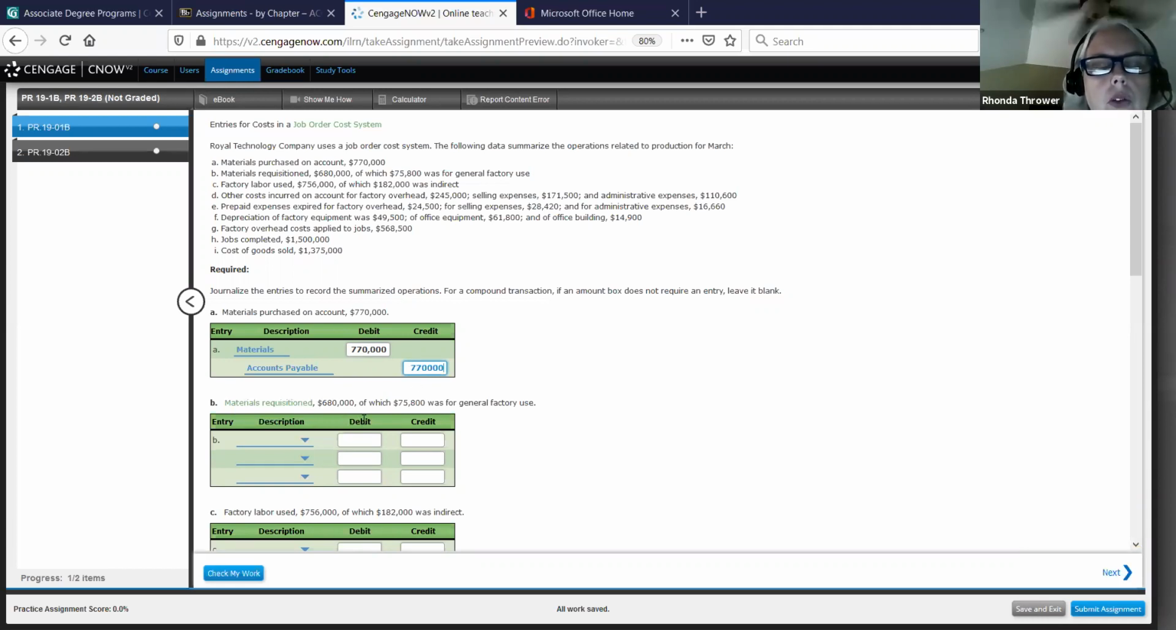Materials requisitioned are $680,000, of which $75,800 was for general factory use. So what we're talking about here is taking some of the materials out and placing them into production. When we take our direct materials out and place them into production, we're going to be debiting the work in process account for the amount of the direct materials that was used.